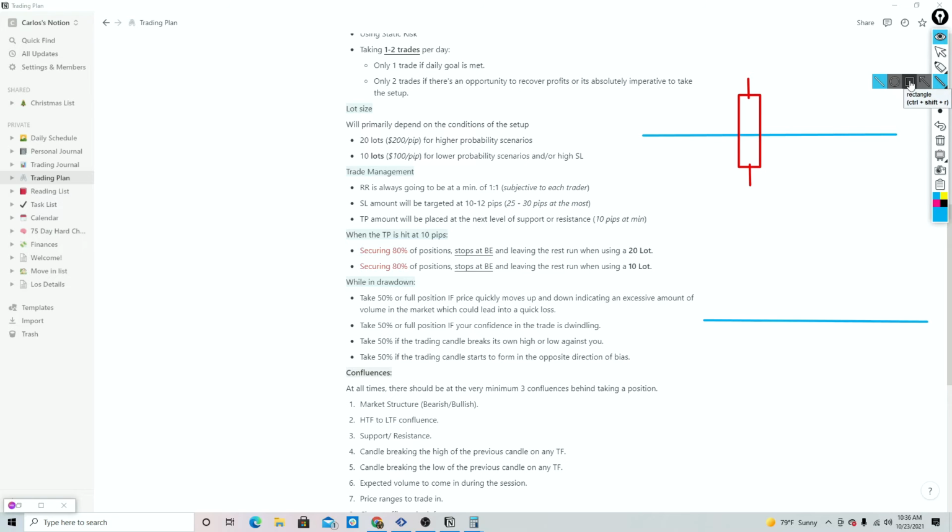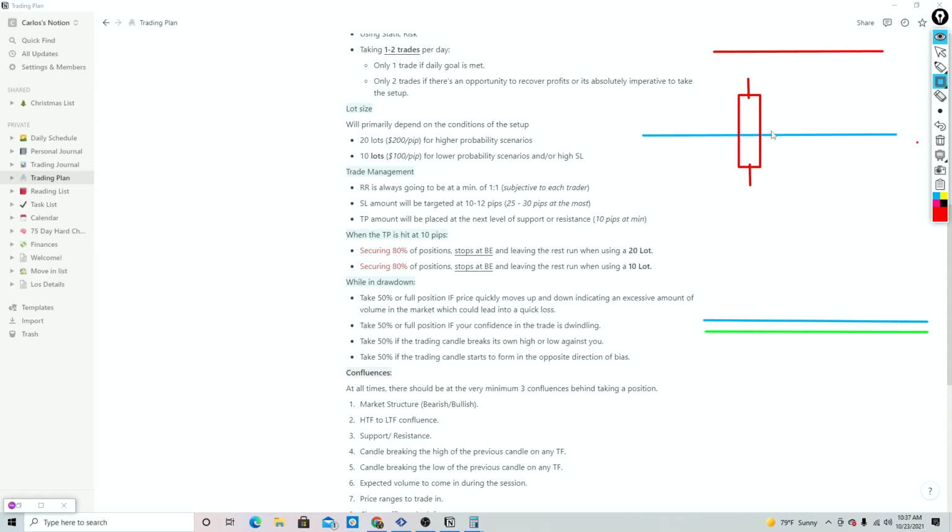So if this next candle breaks the low of the previous candle, since we closed below support, it's expected for it to continue going down to this next support. But what I'm trying to say is take 50% if the trading candle breaks its own high against you. So we have a stop loss. Let's say a conservative stop loss would be right above here. That's our stop loss. And let's say our take profit is obviously right here.